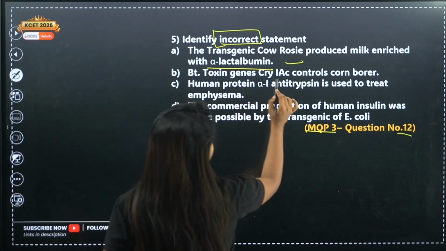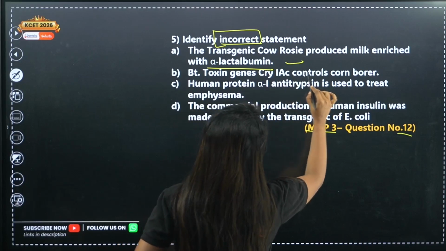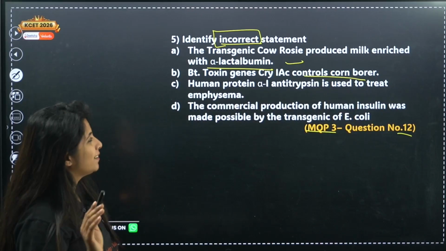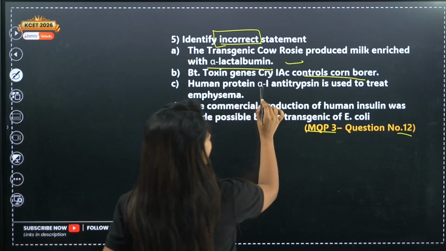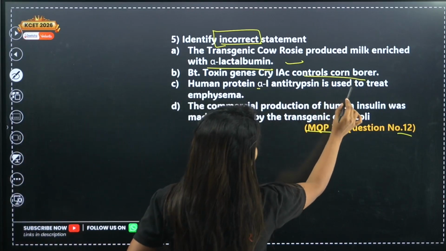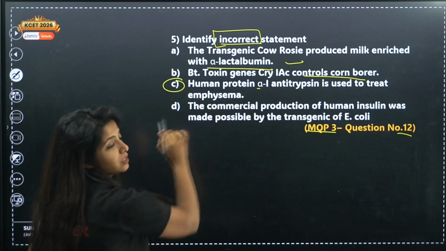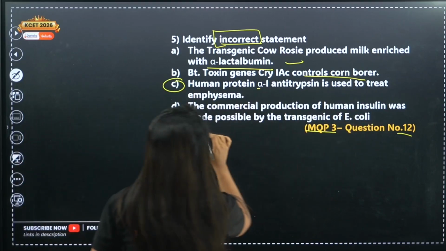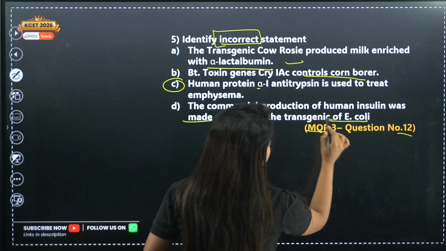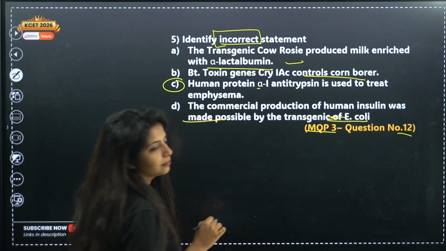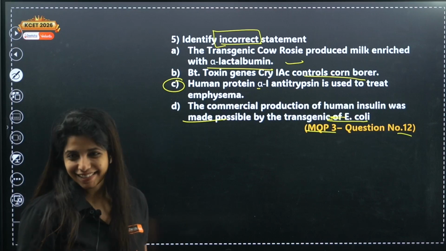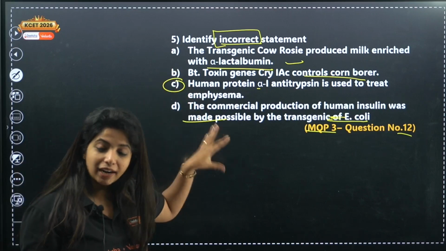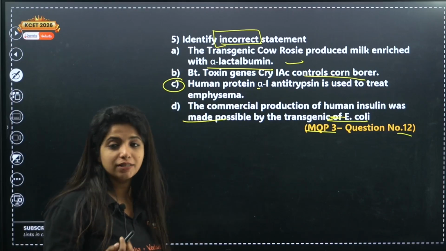Now, Bt toxin genes CRY1AC controls the corn borer. Mama, I do not have any idea what Bt toxin gene is. I am here to explain to you, do not worry. Now, human protein alpha-1 antitrypsin is used to treat emphysema. Mama, I know that is correct. We just studied about it, right? Yes. Now, the commercial production of human insulin was made possible by the transgenic E. coli. Do you know that? Well, yes, it was. So I'll tell the story about insulin as well as Bt toxin right here itself, so that you will be able to solve more questions related to it.